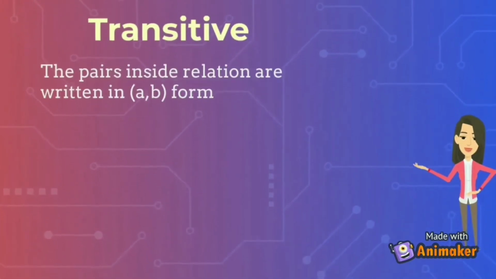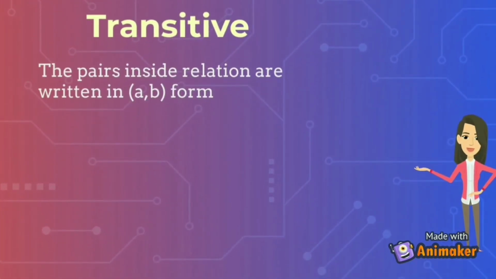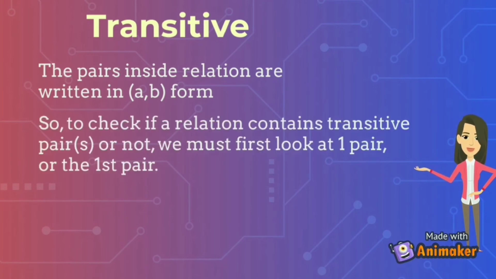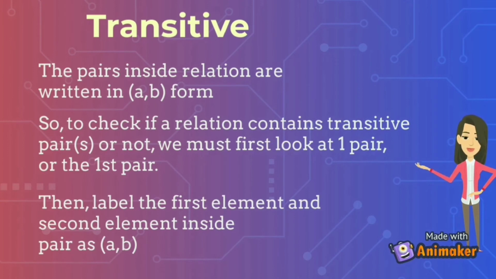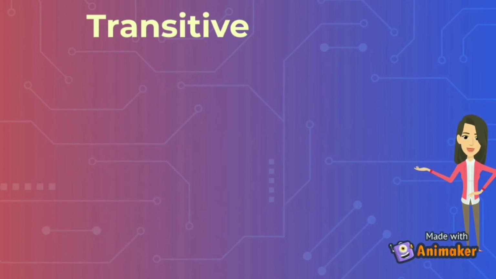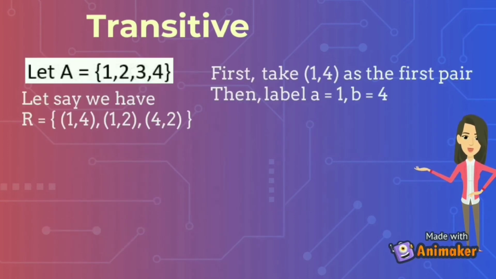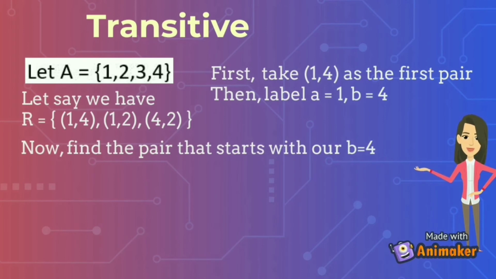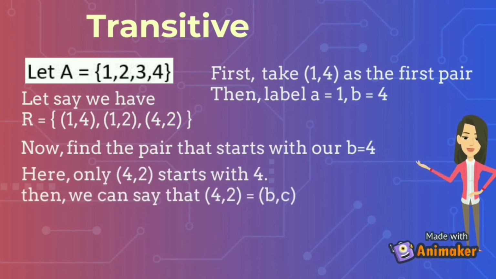Let's say that we have this relation here. How do we know that our relation is transitive or not? So we need to check one by one whether the pairs satisfy the condition of transitive or not. First, we have to look at the first pair, which here is 1 4, and label it as A and B, where 1 is our A and 4 is our B. Then we need to find a pair that starts with our B, which here is 4. The only one that starts with 4 here is 4 2, so we can label the pair as the BC pair.